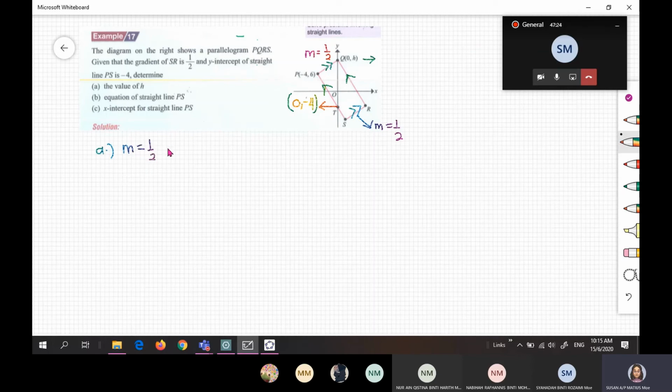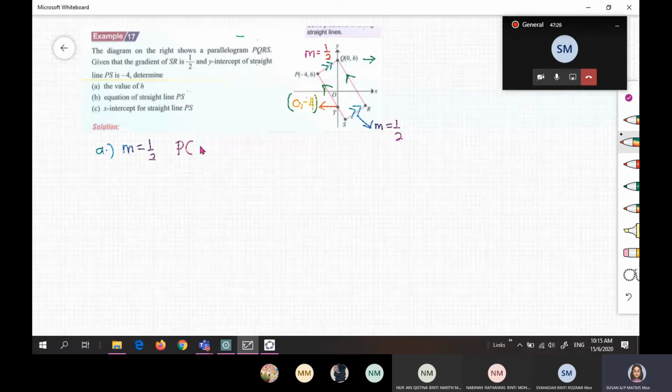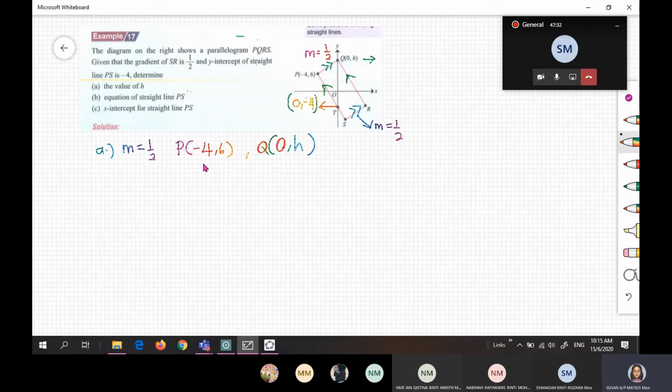So now your first step, you already know there are 2 points there. First point is (-4, 6), and the second point is (0, H). Now you may use the first point. You know y is equal to 1 over 2 x plus c. How do you find c? You have point P, so you can find c.